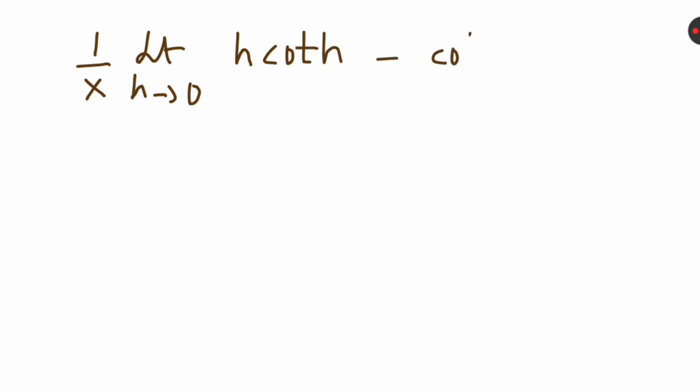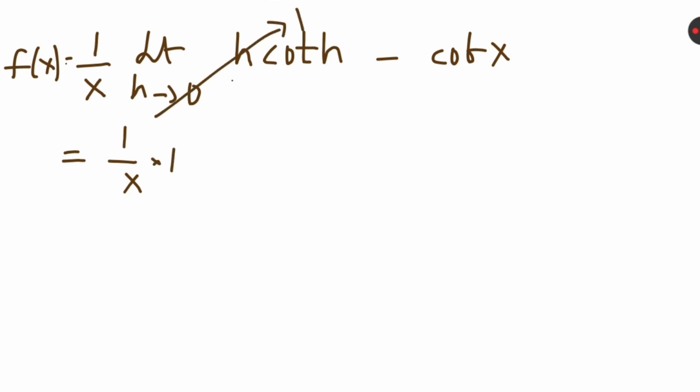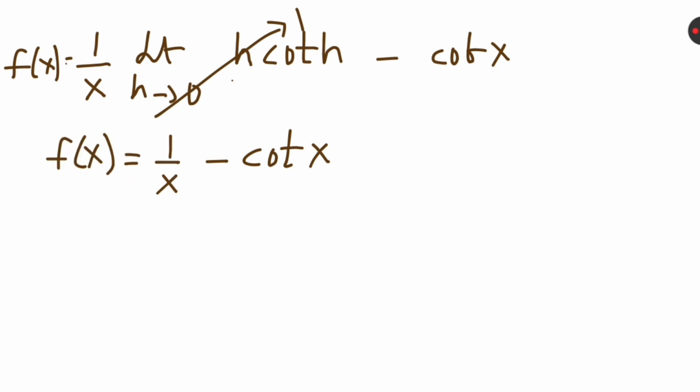minus cot x. And we know that limit h tends to 0 h cot h, the value is 1. So the first term, the value is 1. So let's write only 1 minus what we left, cot x. So finally we got the f of x value. So f of x, the value is 1 over x minus cot x. Now let's take the question.